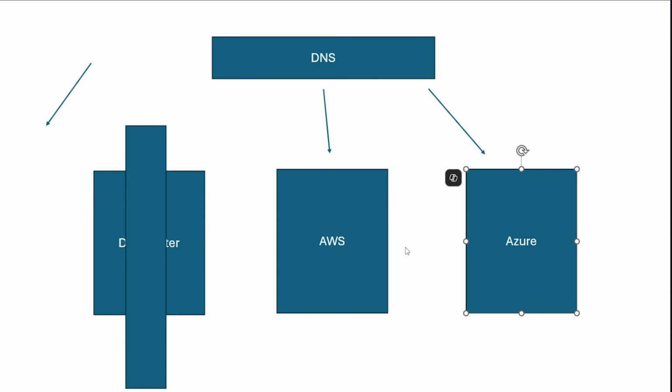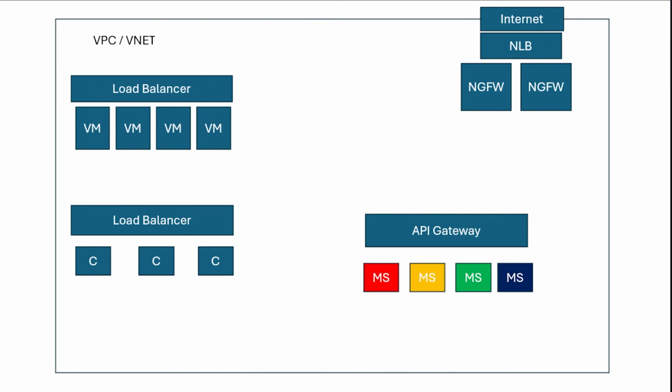So that's DNS-based load balancing, but I want to show you all the other kinds of load balancers that we'll be using. So let's say we go to our cloud VPC, we go to our cloud VNet. I promise you there's going to be a lot of load balancing that we're going to be using, and we're going to walk through each and every type.